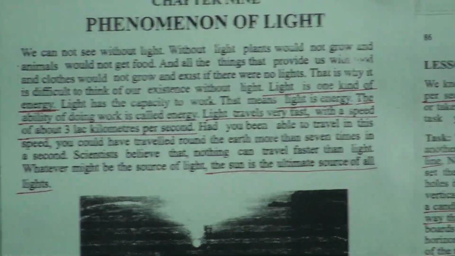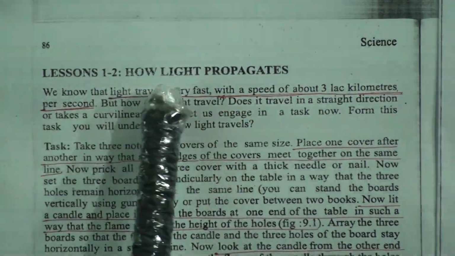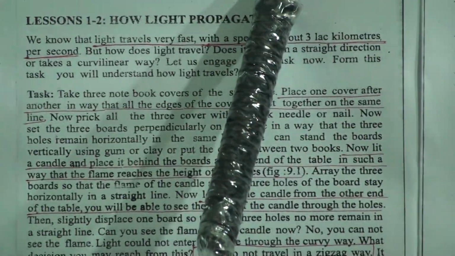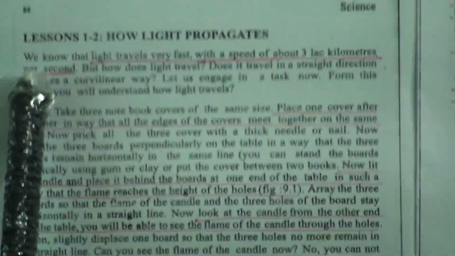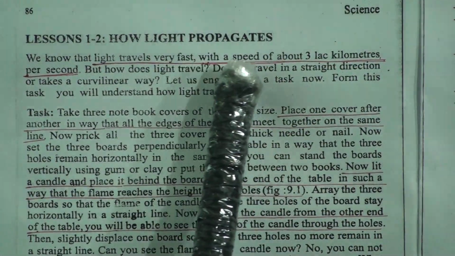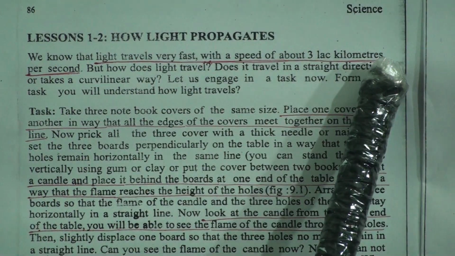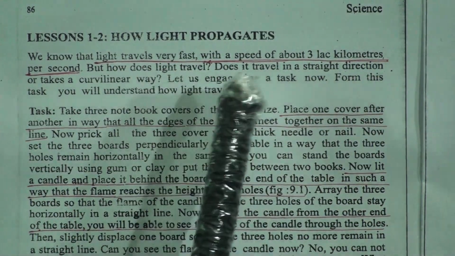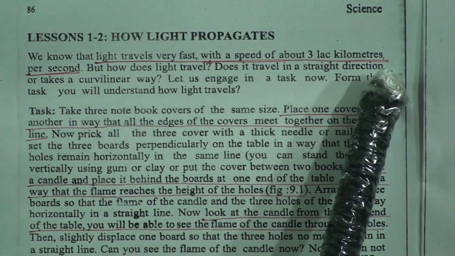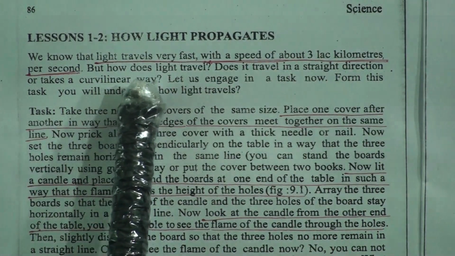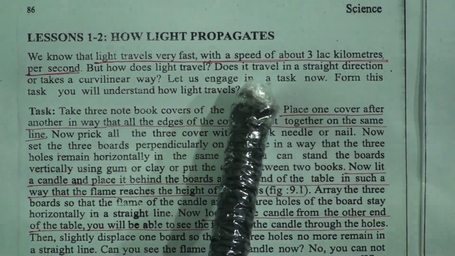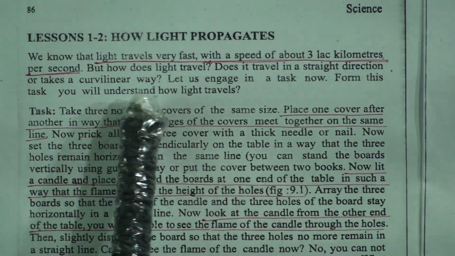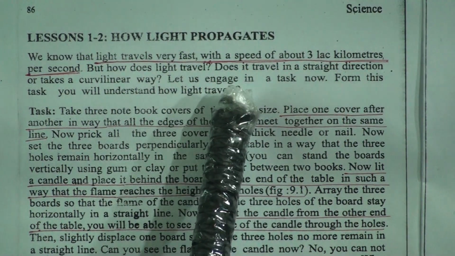Now again we discuss lesson number 1 and 2, how light propagates. That means how light passes. We know that light travels very fast with a speed of about 3 lakh kilometers per second. But how does light travel? Does it travel in a straight direction or take a curvilinear way? Let us engage in a task now. Through this task, you will understand how light travels.